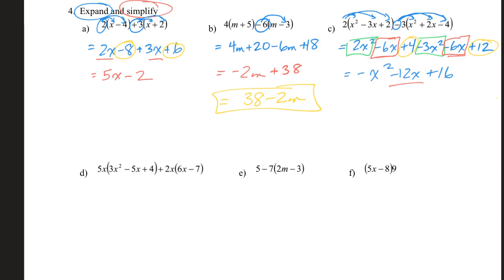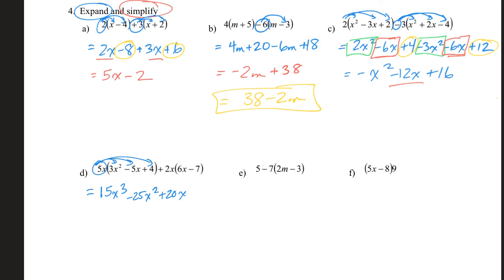Okay, maybe I've caught up to you on D. D is just more. Expand it. 15x cubed minus 25x squareds plus 20x's. There is me taking my first term and expanding it into all that next factor.